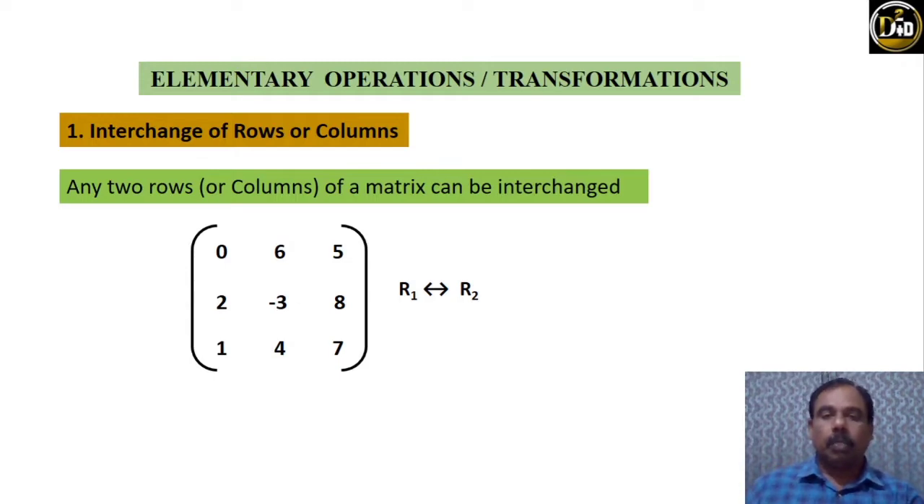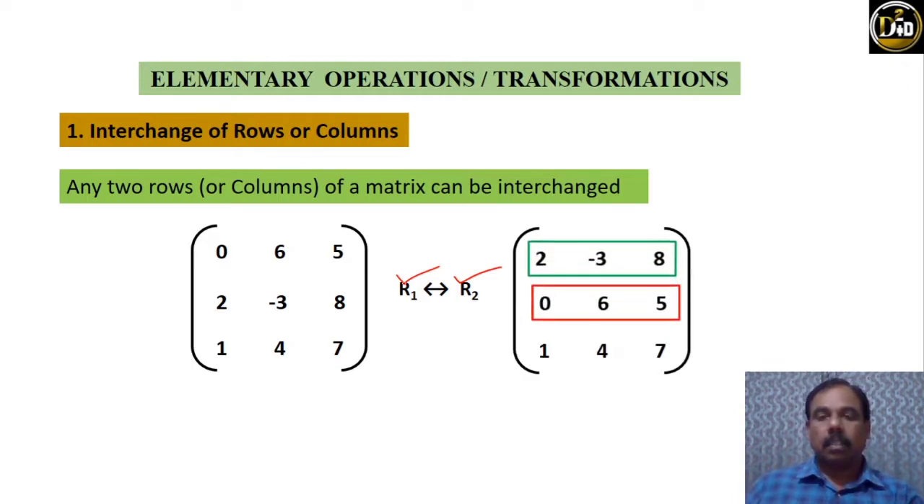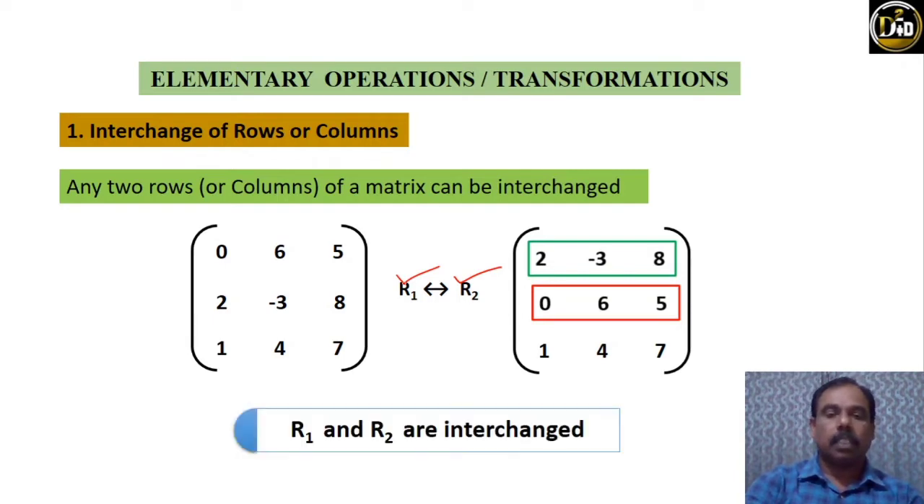Now, what do you mean by R1 implies and implied by R2? We interchange the first and second row to get a new matrix, and we see what is the new matrix we get. The matrix we got is 2 minus 3, 8, 0, 6, 5, 1, 4, 7, which is entirely different from the given matrix, and the operation we have applied is R1 implies and implied by R2, that is R1 and R2 are interchanged.